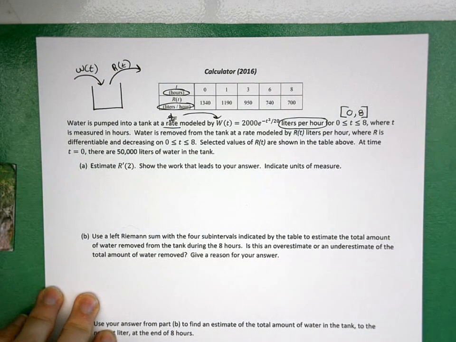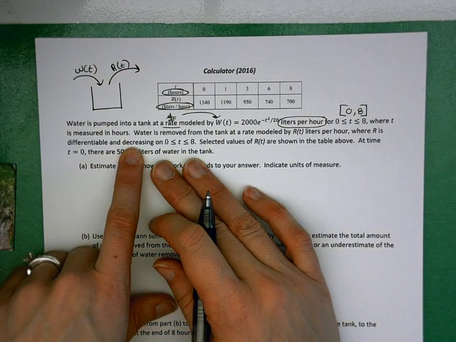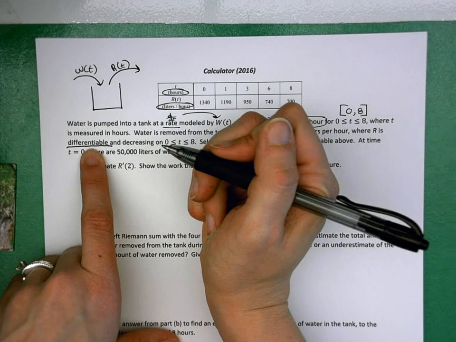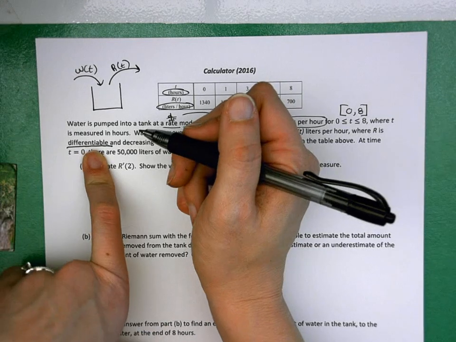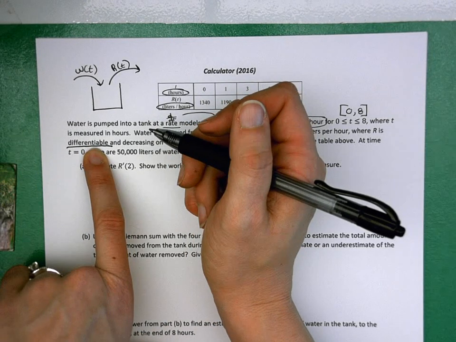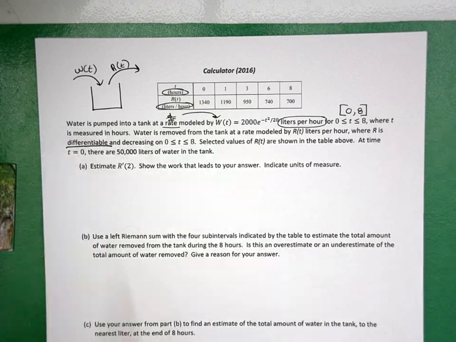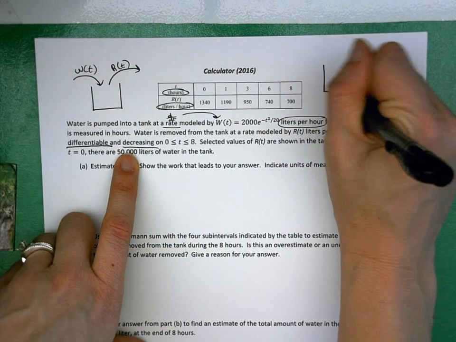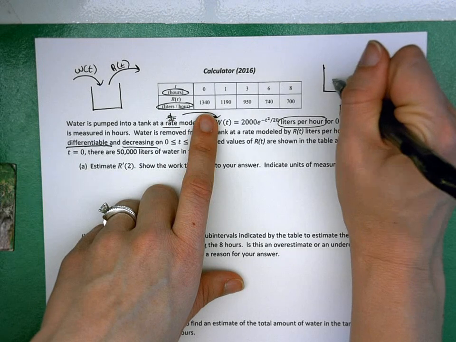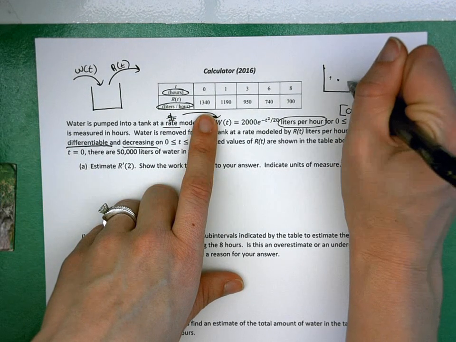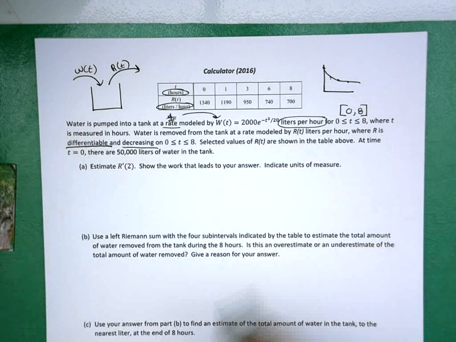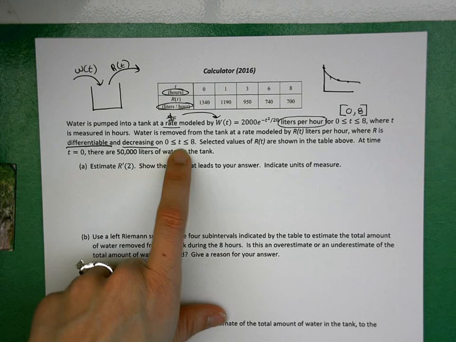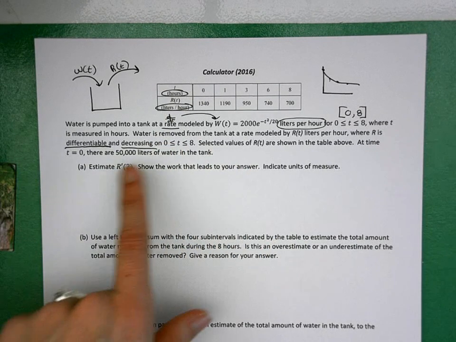Okay, so I'm seeing some kind of keywords there. At some point this needs to start making you think maybe an IVT or an MVT problem somewhere in here. You'd maybe be looking for it. It's not always there, but maybe you're starting to look for that. Decreasing, again, we talked about decreasing going down, or maybe you want to sketch the points out for yourself. If you wanted to actually plot the points to see your decreasing function, you could. Also 0 to 8. Selected values of R of t are shown in the table above, and then last sentence, at time t equals 0, there are 50,000 liters of water in the tank.